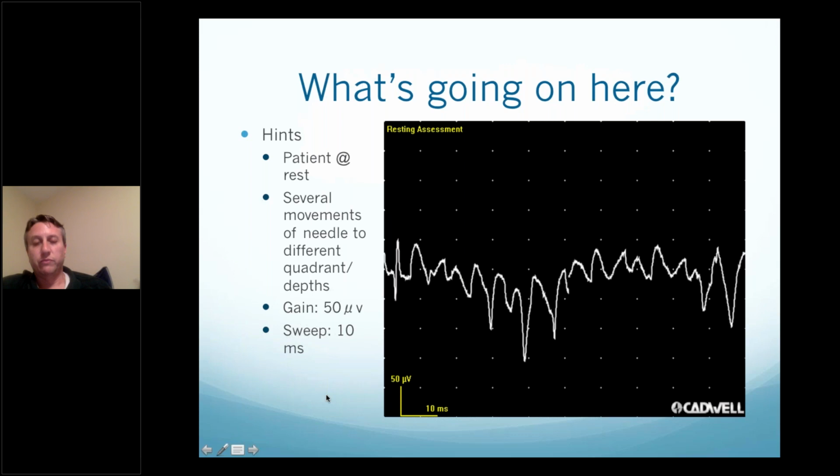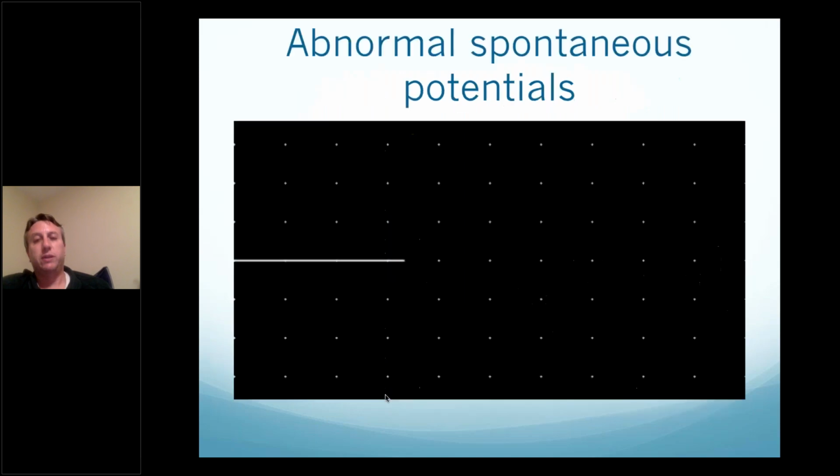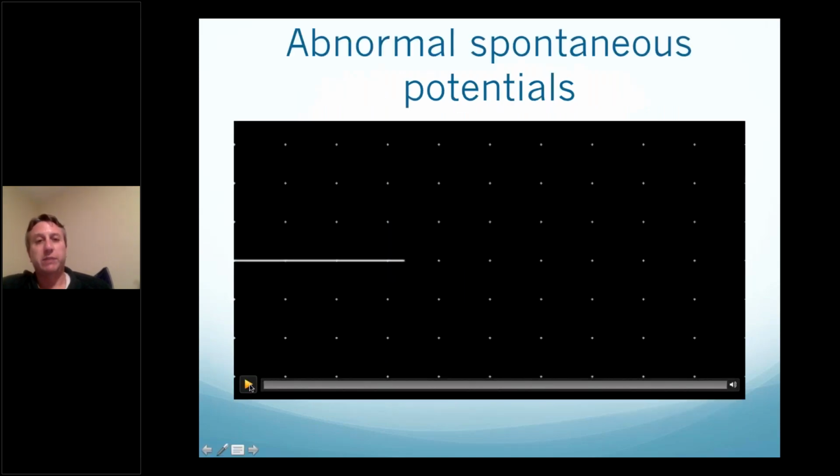Well, my thought process was that the insertional activity didn't look bad, but I thought we were seeing some fibs and sharps coming in the process. Exactly. We saw some fibs and positive sharp waves. So we saw that brief discharge of insertional activity, but then after the needle stopped moving, we still saw some potentials going across the screen. Those potentials were fibs and positive sharp waves. So that's exactly what we saw when we had abnormal spontaneous potentials.